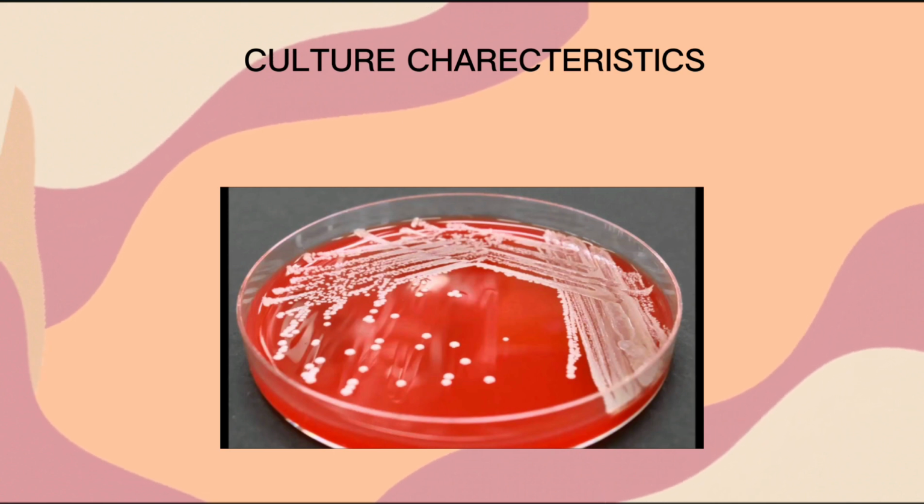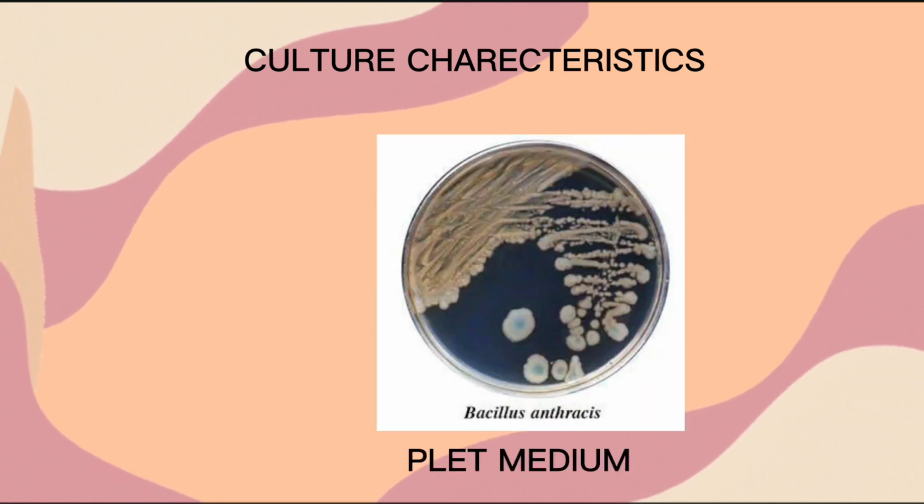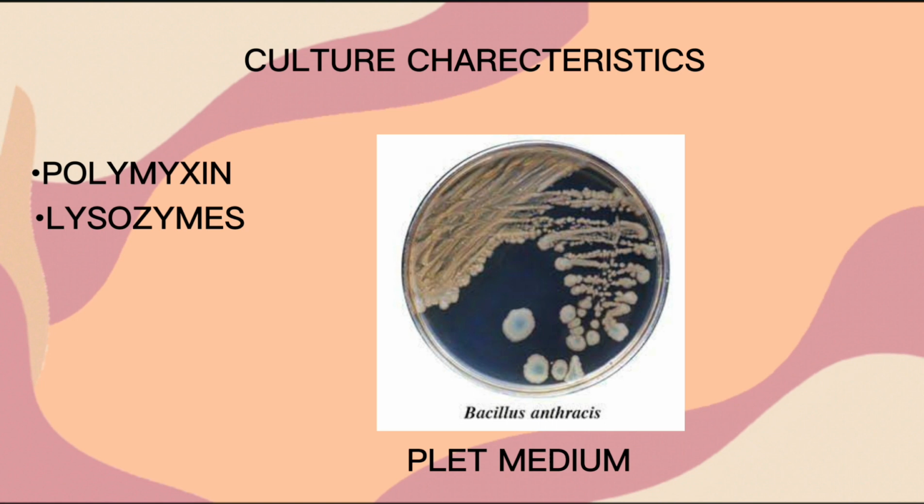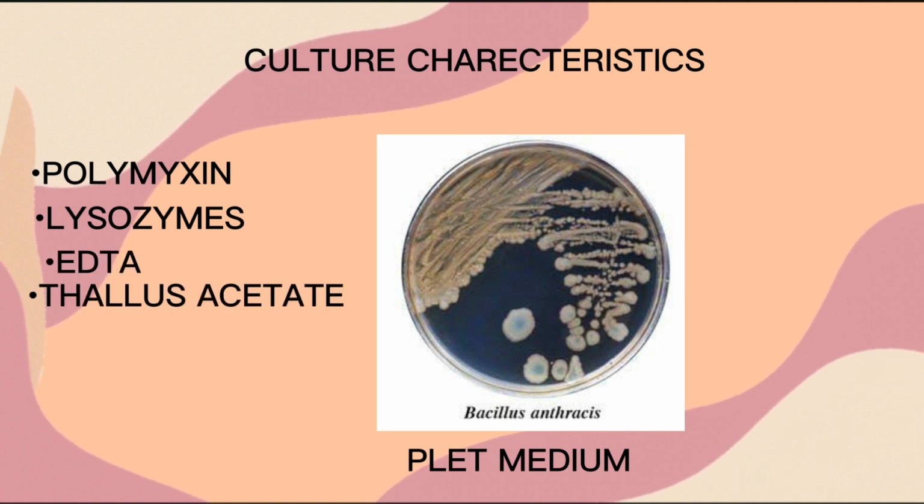Colonies on blood agar produce very slight hemolysis. A selective medium known as PLET medium, consisting of heart infusion agar with polymyxin, lysozyme, ethylene diamine tetraacetic acid, and thallous acetate, has been devised to isolate B. anthracis from mixtures containing other spore-bearing bacilli.